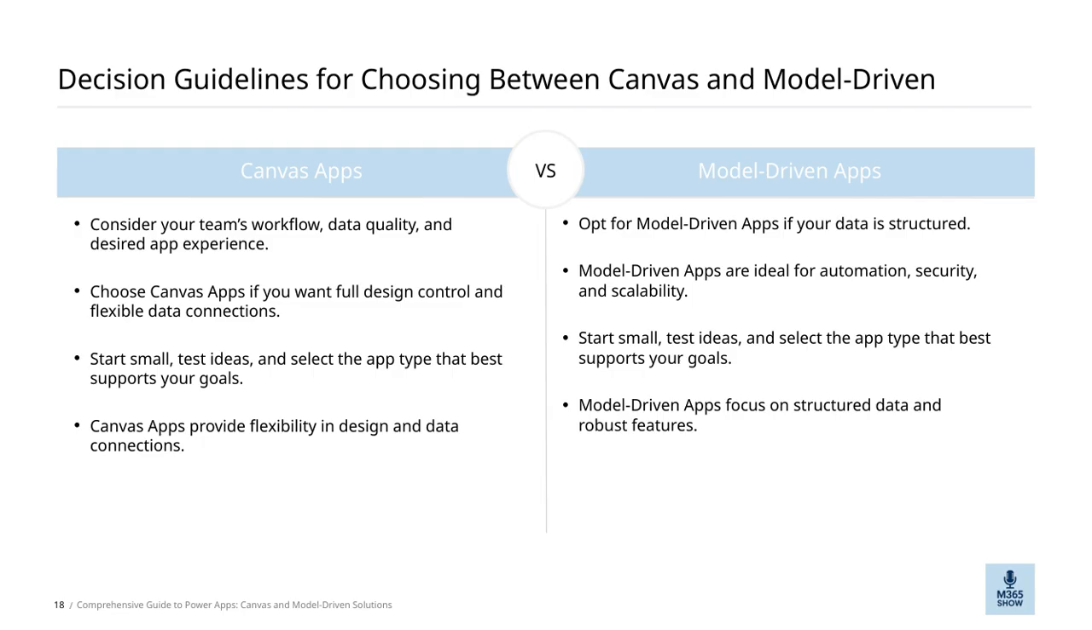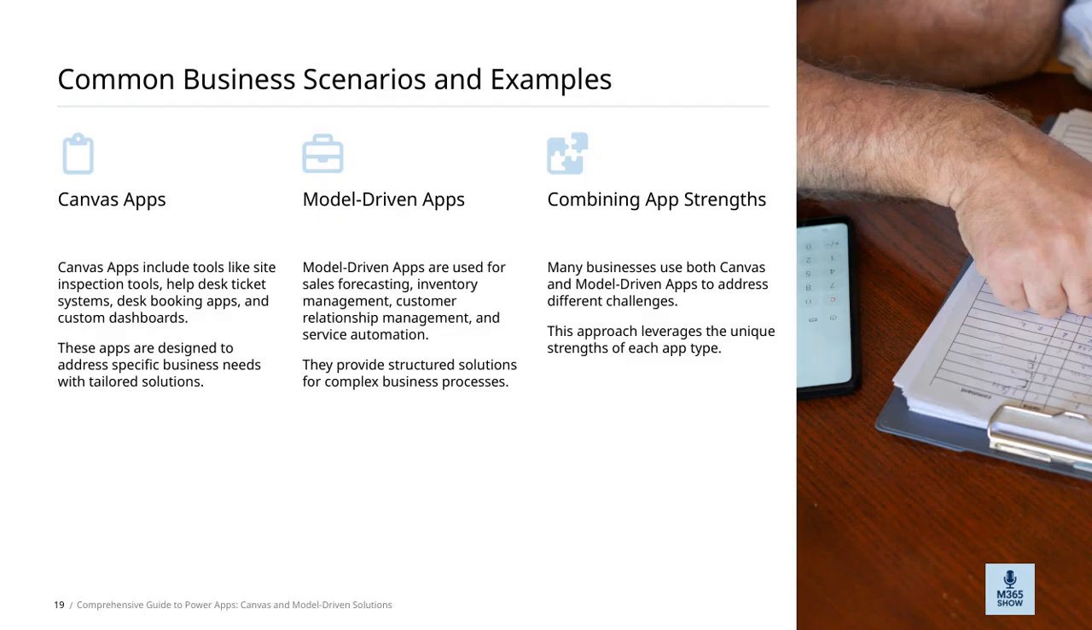So, in summary, choose model-driven apps for structured data and more robust features, and go with Canvas apps if you need design flexibility and custom data connections. Both have their strengths, and your choice should support your overall objectives and the way your team works. Many businesses actually use both Canvas and model-driven apps to tackle different challenges within their organizations. This approach allows them to leverage the unique strengths of each app type, making their solutions more effective and tailored.